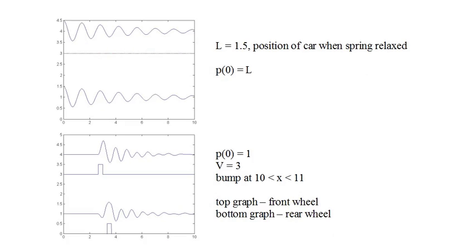In the second simulation, the car started level with the center of mass at position 1, so the springs were in a compressed state just enough to support the weight of the car. The graphs show the response of the front and rear of the car to a bump in the road. The front wheel sees the bump first and both ends of the car start bouncing. Then the rear wheel sees the bump.